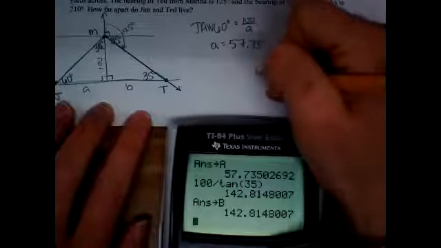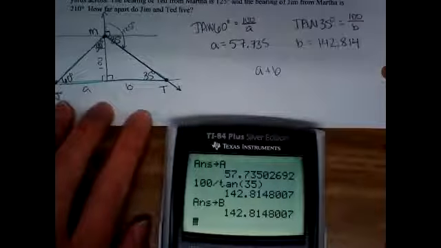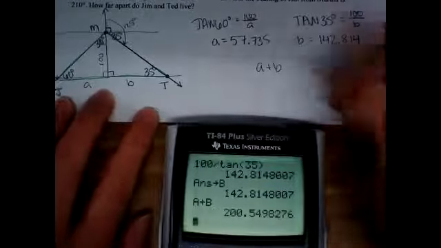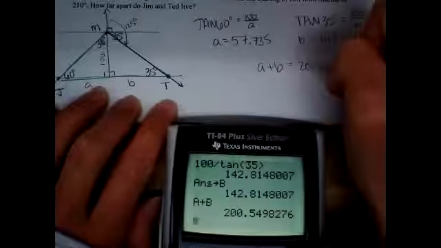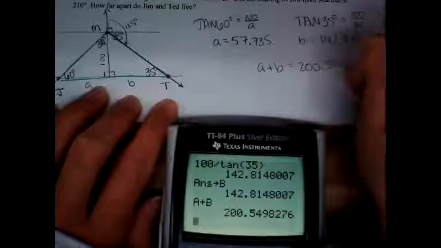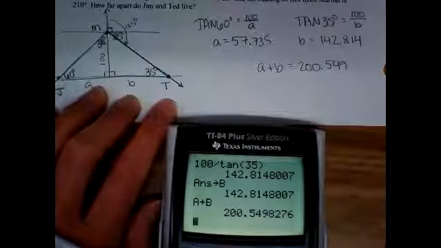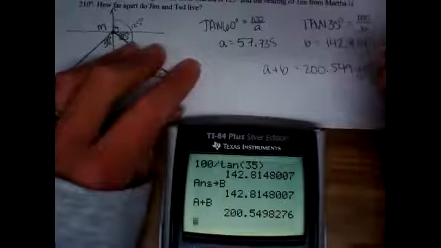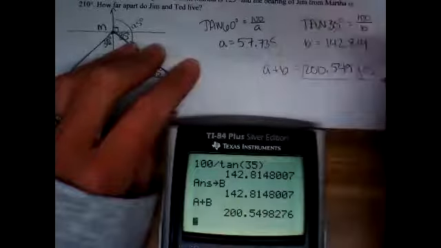And then we want to add them together. So A plus B. And because it's a story problem, you have to put units. Was this feet, meters, or yards? I think it was yards, isn't it? Yards is how far apart Jim and Ted live.